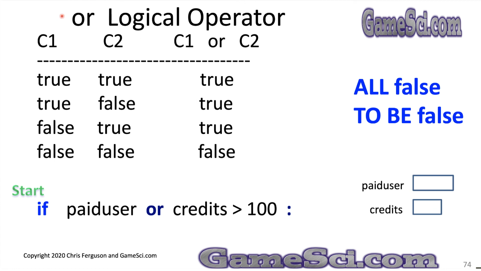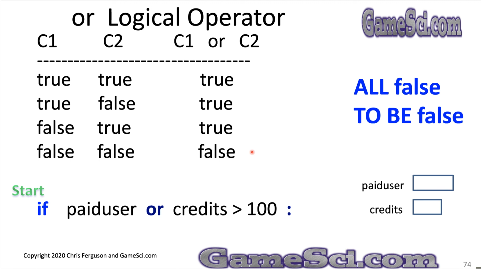The OR logical operator. Again, C1 is short for condition 1. C2 is short for condition 2. I'm going to take these two inputs, condition 1 and condition 2, OR them together and come up with an output. What will my output be? Now, the way I remember the OR logical operator is all false to be false. If the OR is going to be false, all the inputs to the OR have to be false.